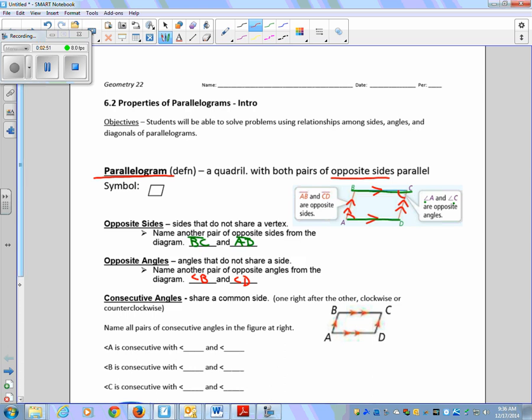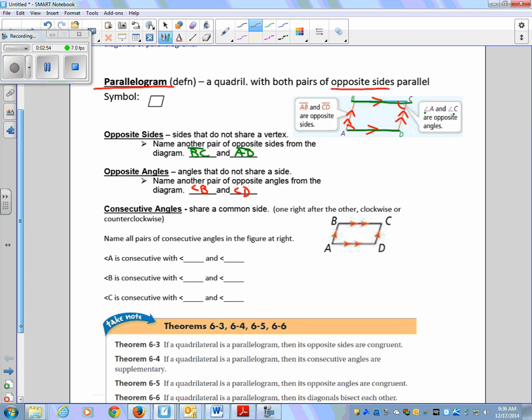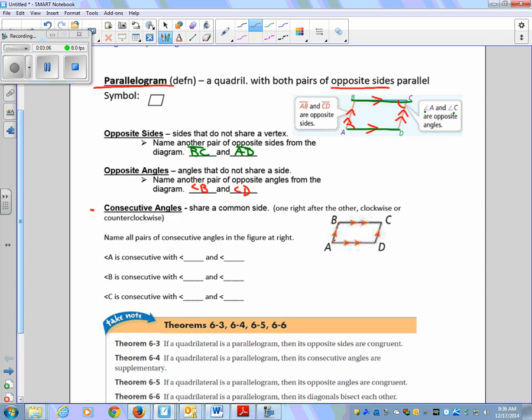The other type of angles or sides are referred to as consecutive angles. We talked about this before. It means one right after the other, either clockwise or counterclockwise, what comes right next to the one before it. So angle A is consecutive with angle B if we go clockwise, and D if we go counterclockwise. Angle B is consecutive with A and C. And C is consecutive with B and D. Good.